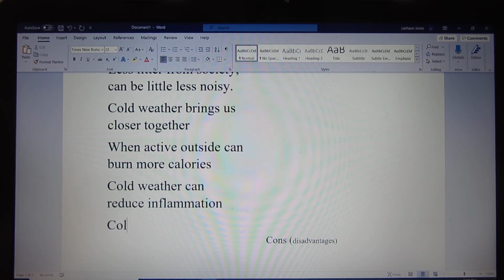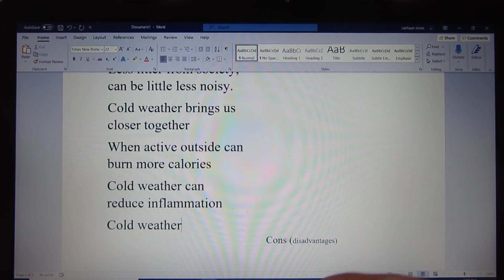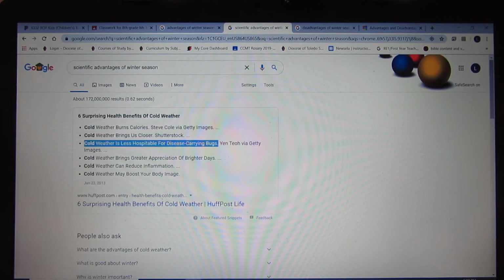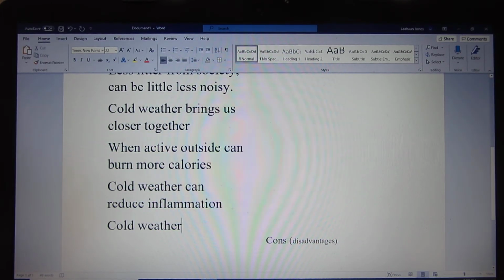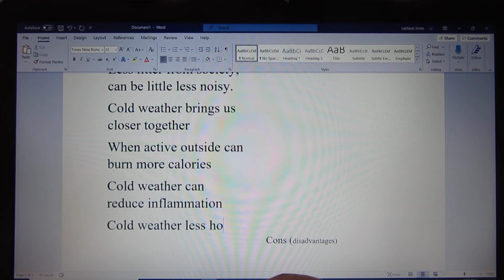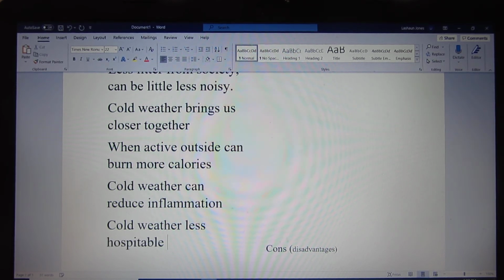Cold weather. What did it say? Cold weather is less hospitable for disease-carrying bugs. Yes. So less hospitable means it's not in the habitat. It's not in the environment. So those bugs that carry diseases like mosquitoes or any of the other things that fly around, they're not flying in the cold weather. So cold weather is less hospitable for disease.